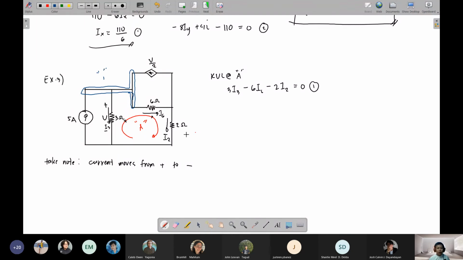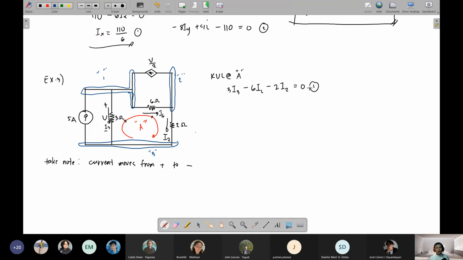Then, this other one, let's call this node 2. And of course, lastly, there is a bus, the connection between the three of them. So let's call this node 3.